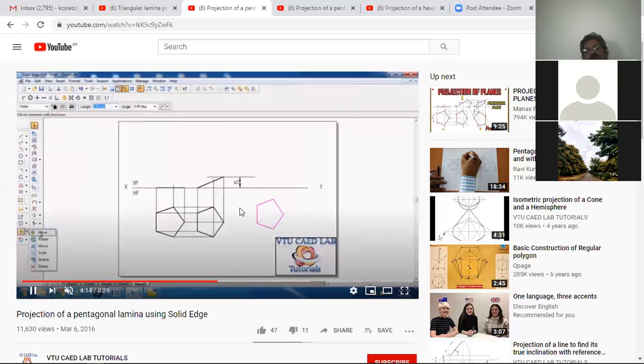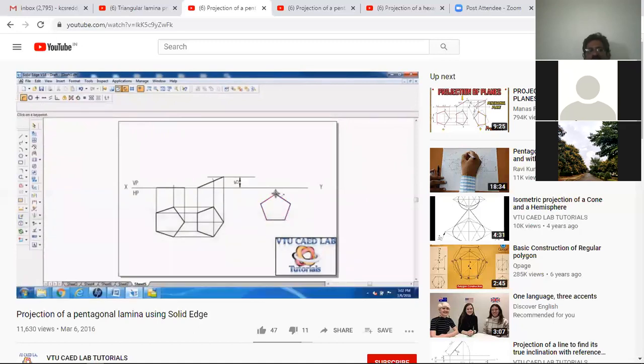After moving this, rotate this lamina, making this side parallel to the XY line, and then this corner has to touch the XY line. That's all. Whereas in the reconstruction, we use the box method and then proceed. But here you can use only the move and rotate commands. So just place it there. Now draw the vertical projection and then the horizontal projection.